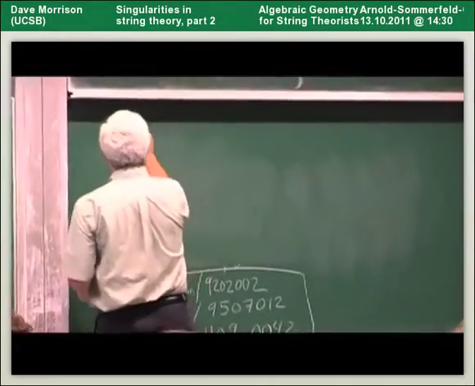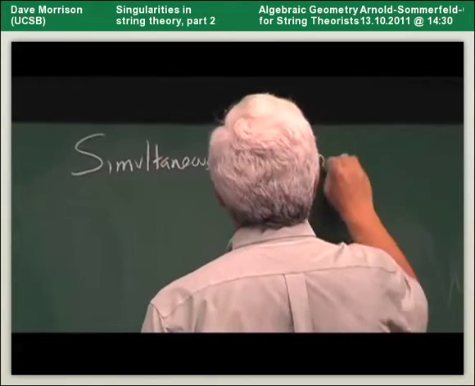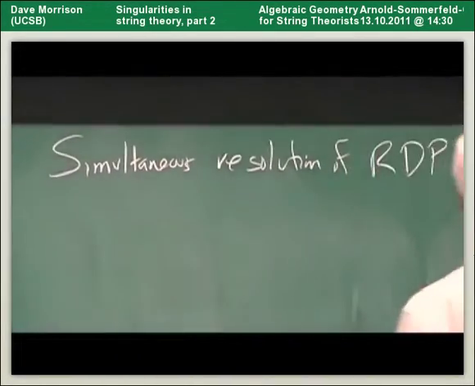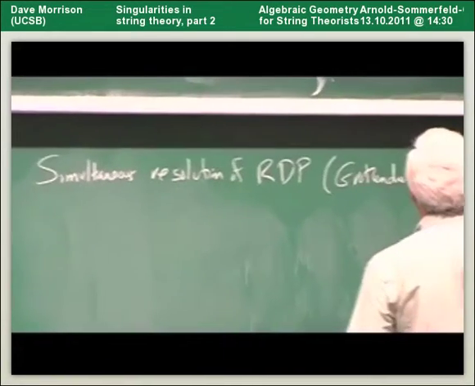So here's the beautiful result. It's called the simultaneous resolution of rational double points. And the names associated to this are Grothendieck, Brieskorn, and Tyurina.